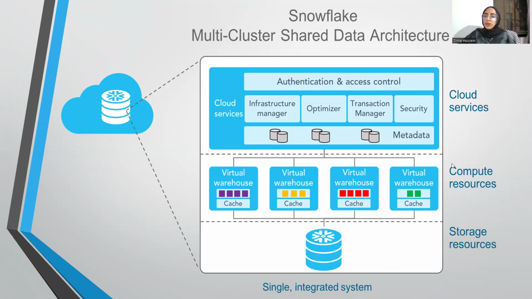And the second layer is the compute resources, which basically is a couple of virtual warehouses, and we're going to be talking about the use of these virtual warehouses and why we use them, why we need them, basically. And finally, the storage resources layer.